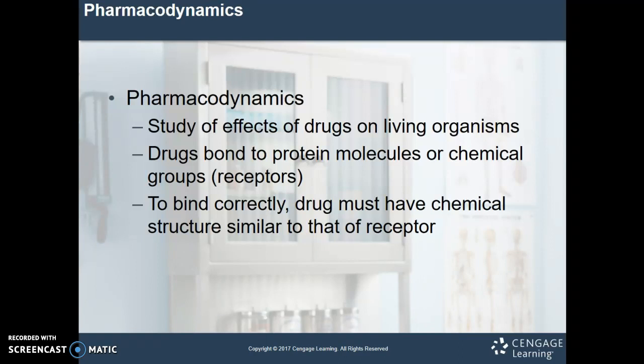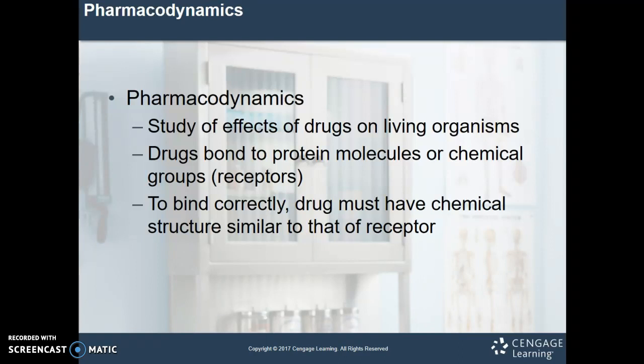So to bind correctly with cell receptors, drugs must have a similar or complementary chemical structure to that of its receptor. And we measure how well it fits into that receptor by a term called affinity, and that just means how tightly a drug attaches or binds to a receptor. When it binds to its receptor, it creates a signal for the cell to function or respond in a particular manner. The tighter the binding, the better the result.